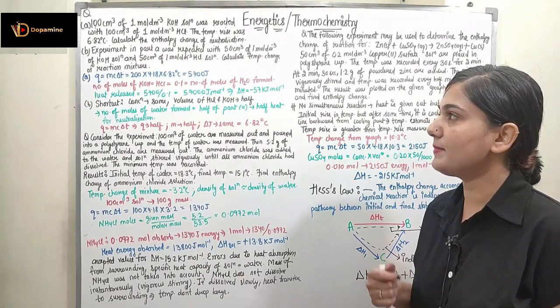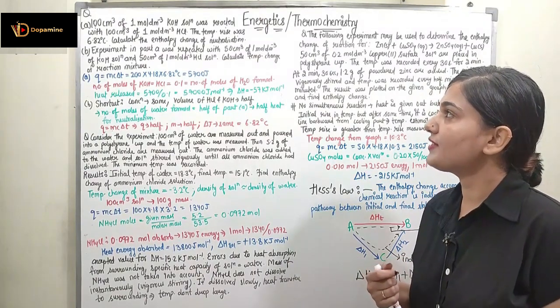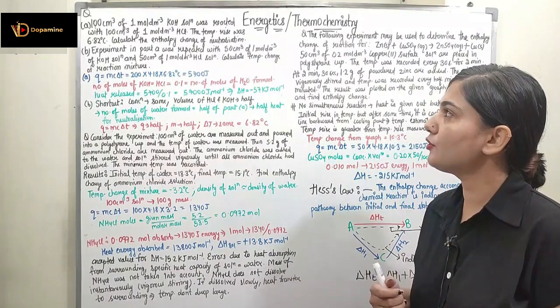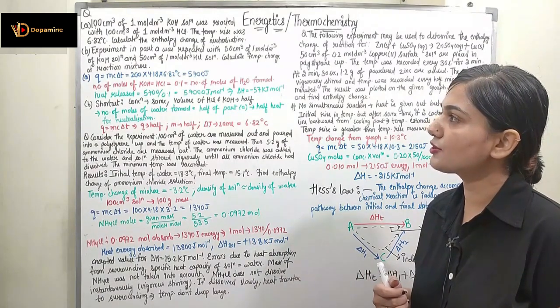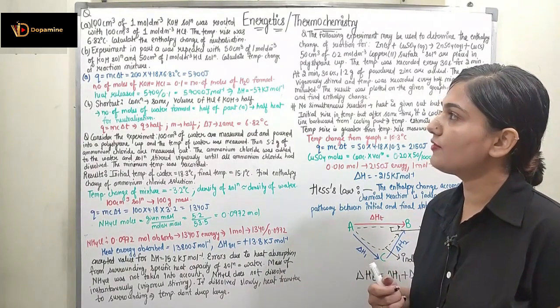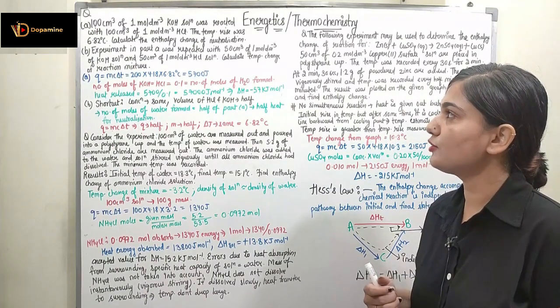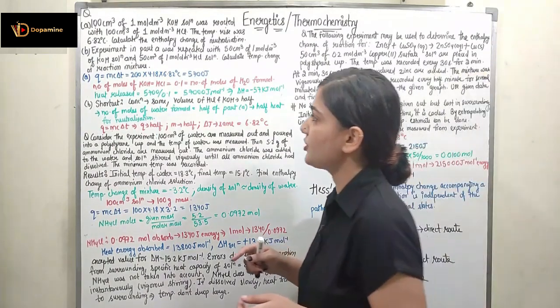And part B: the experiment in part A was repeated with 50 centimeter cube of 1 mole per decimeter cube of KOH solution and 50 centimeter cube of 1 mole per decimeter cube of HCl solution. Calculate the temperature change of the reaction mixture.